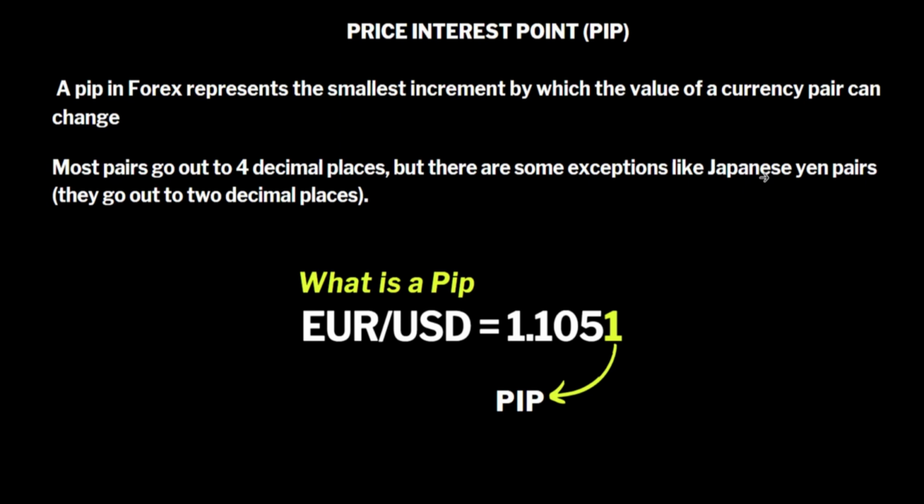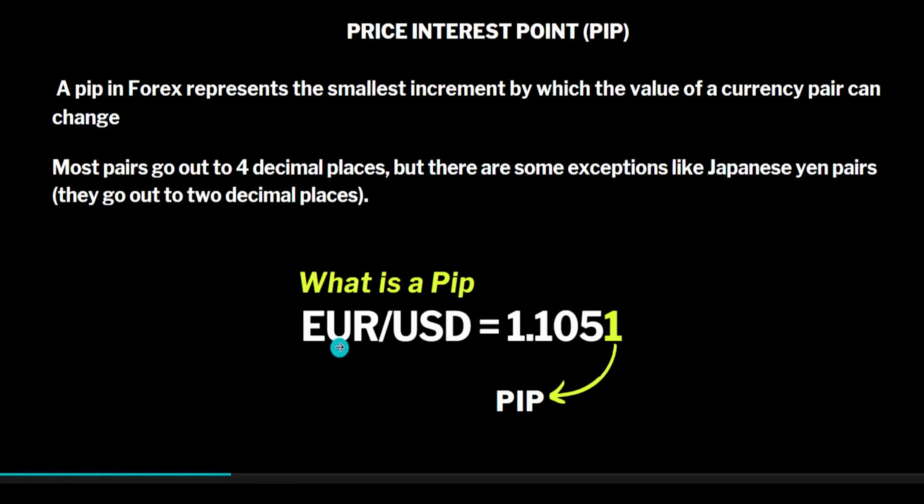So coming back to our slides, what exactly is a PIP? A PIP simply means price interest point, and it is the smallest increment by which the value of a currency pair can change. Most pairs go out to 4 decimal places. Now, when we talk about pairs in the Forex market, we're simply saying you can only trade in pairs. What that means is that if you have euro, you can exchange it for dollar, and if you have dollar, you can exchange it for euro. You cannot trade just one currency.